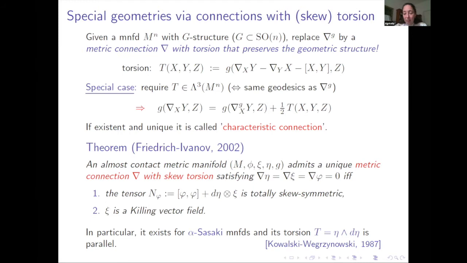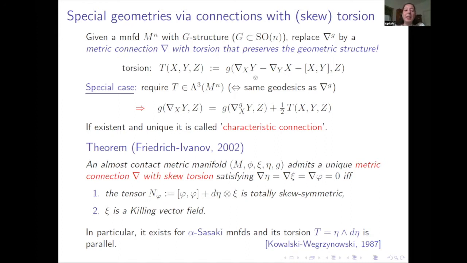Now, a little survey of what is known about metric connections with skew torsion and what we mean by that. So I start with a Riemannian manifold. And I pick a G structure on it. Okay, so all my manifolds are orientable anyway. So G is in fact a subgroup of SO(n). Then I would like to replace the Levi-Civita connection, nabla g, by a metric connection with torsion that is going to be compatible with the geometric structure. So for me, the first thing which may be unusual is that for me, the torsion is a three-tensor and not a 2-1 tensor. I just contract once with the metric, which is possible because I have it.